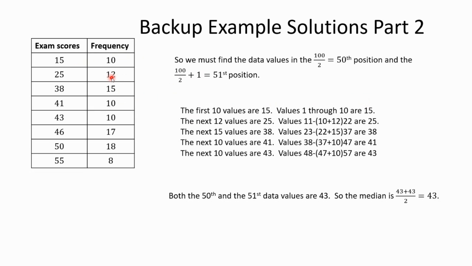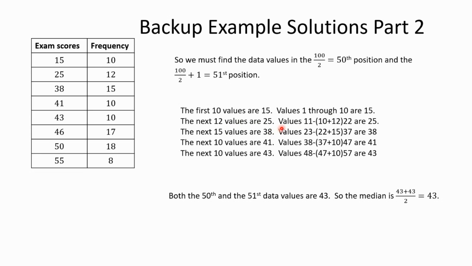The next 12 data values are all equal to 25. So that means data values 11, 12, 13, up to and including 22. We have to add 10 and 12 to determine the last data value position. Those are all 25. And you keep going. The next 15, so 23, 24, 25, and so on, are all equal to 38.